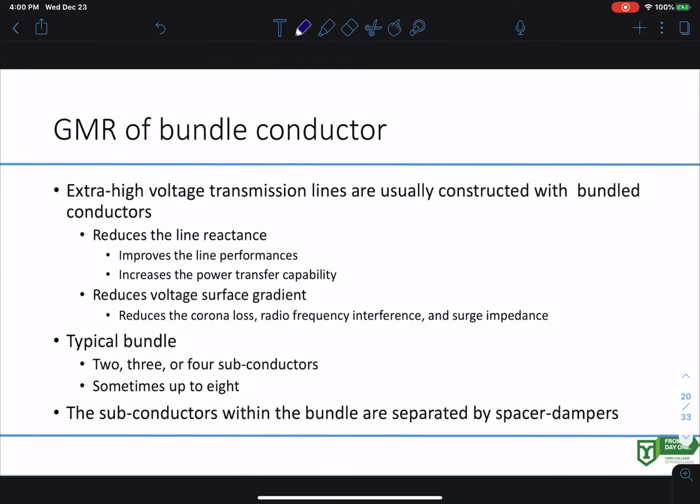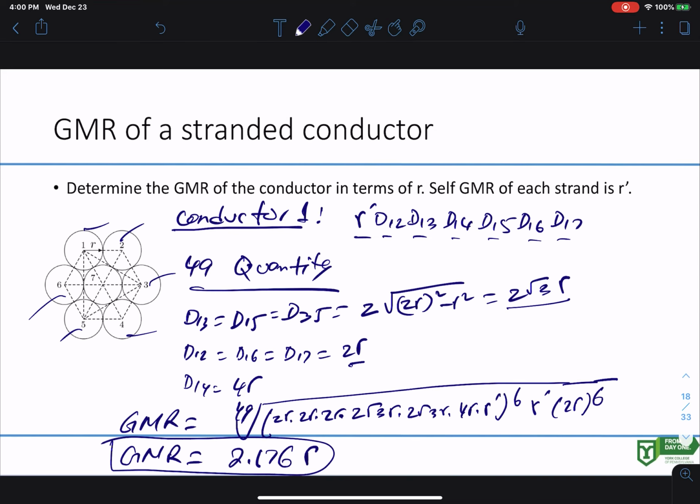Let's go back to this one here. When this is the conductor, the GMR I find for the conductor is basically the self geometric mean radius. This is basically ds for each conductor, and that is given by your manufacturer.